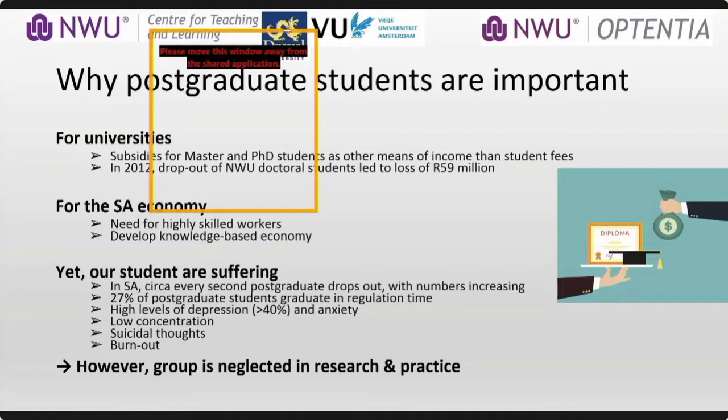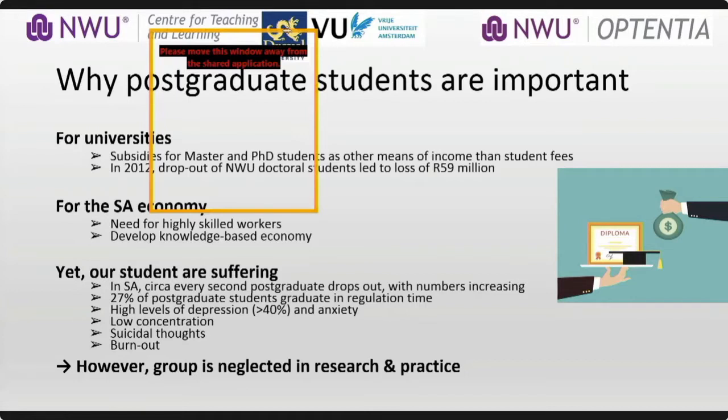And there's now more and more interest around the world, and everywhere we find that there's a high level of depression and anxiety, sometimes even higher than 40% of the students that say that they suffer from depressive symptomatology, and low concentration, which is of course bad if you want to study, suicidal thoughts. We also had a couple of suicides and quite a lot of attempted suicides across South African universities in the last years, and burnout before they even have started their career.